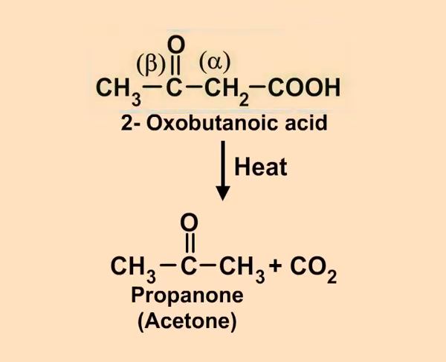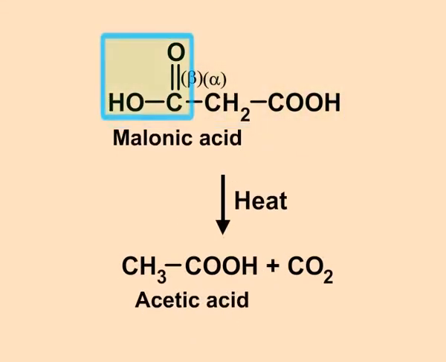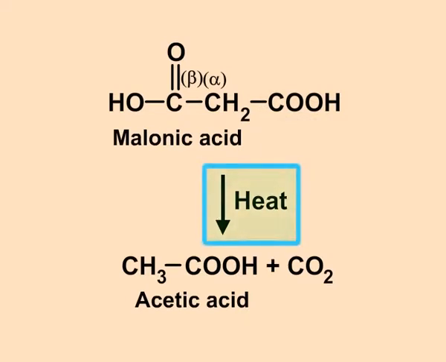2-oxobutanoic acid, having a keto group at the beta position with respect to the COOH group, upon heating readily undergoes decarboxylation to form propanone and carbon dioxide. Malonic acid, having a COOH group at the beta position with respect to the COOH group, upon heating readily undergoes decarboxylation and forms acetic acid and carbon dioxide.